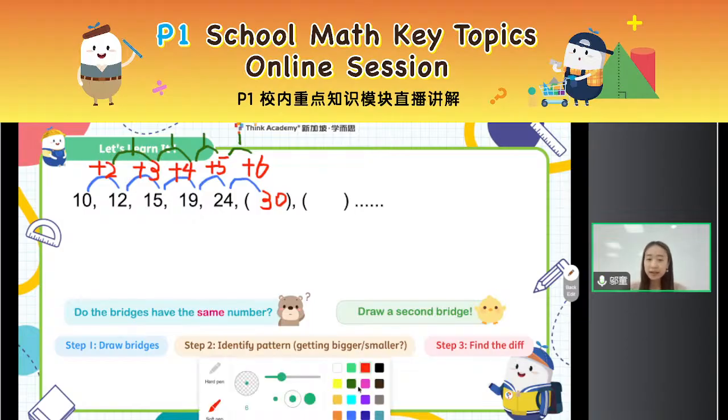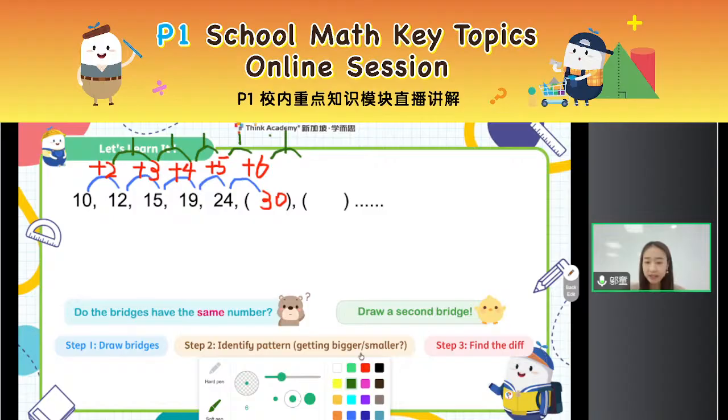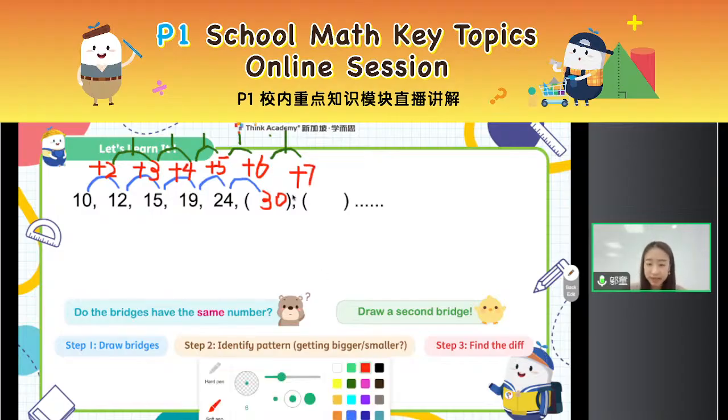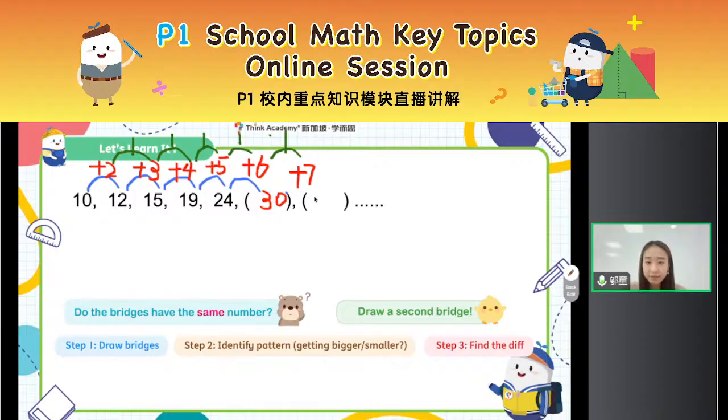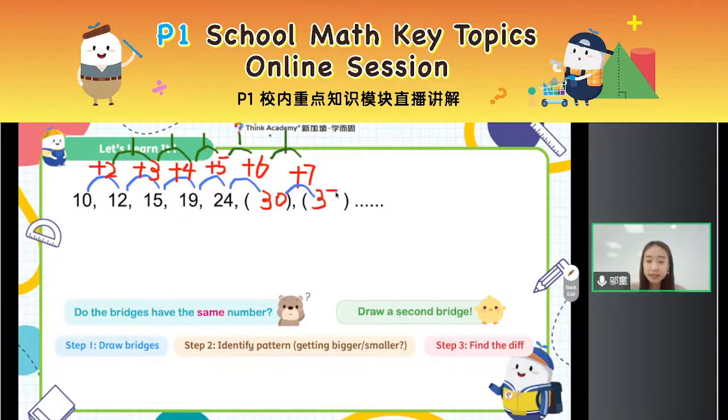And next one, if I want to continue with one more answer, my difference should be increasing by 1 again. And how many do we add? Yes. This time, we plus 7 across the bridge to arrive at the next answer. How many is it for my last answer? Exactly. That is 37.